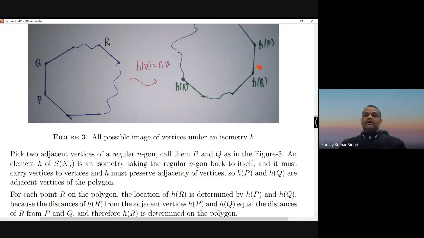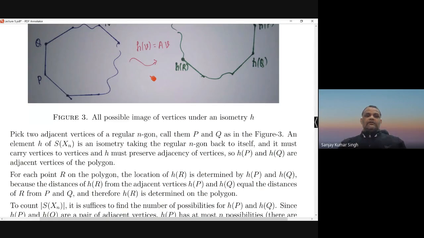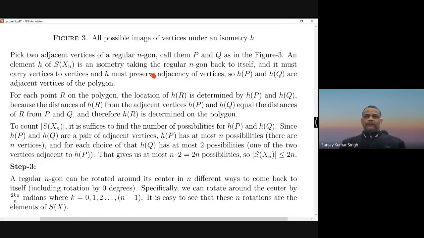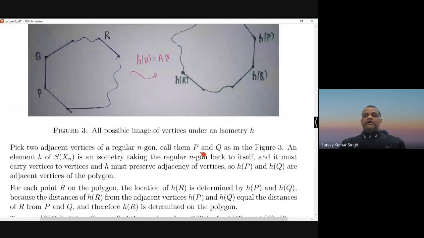It's fine. And when it is adjacent to the HP, then what about the point HR? For any other point HR, since it has only one choice, we have seen that any other point on the regular polygon is completely determined by exactly two points on this polygon, P and Q. So now I will say again what I already said: pick two adjacent vertices of a regular polygon and call them P and Q.